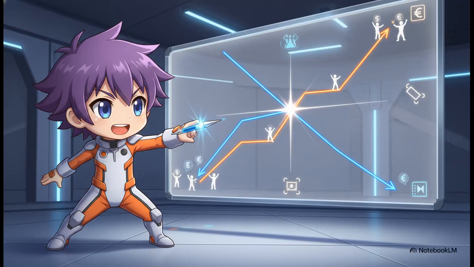Time to draw. So, check it out. The demand curve for a currency slopes down, right? Because when a currency's cheaper, more people want to buy it. And the supply curve slopes up, because when the price is high, more people are willing to sell it to cash in. The spot where they meet, that's the equilibrium price.